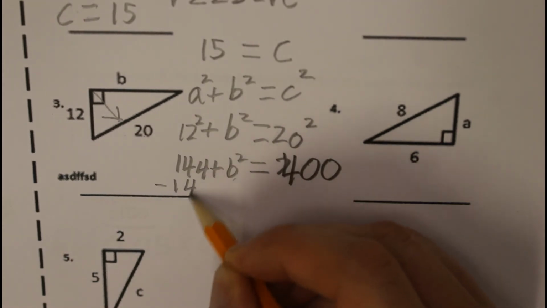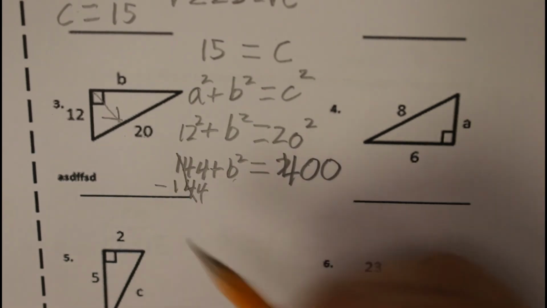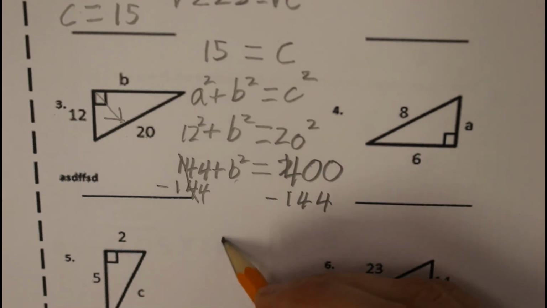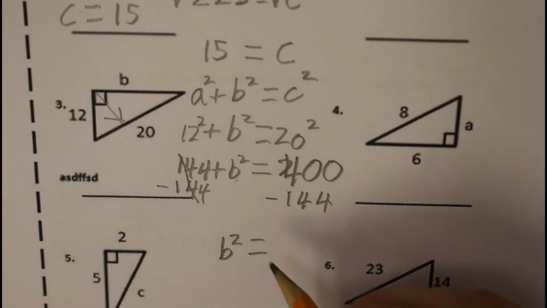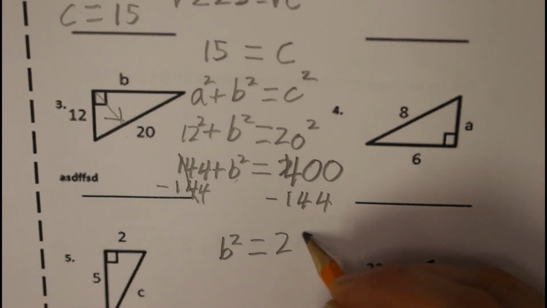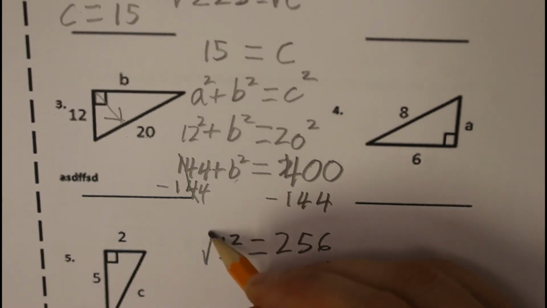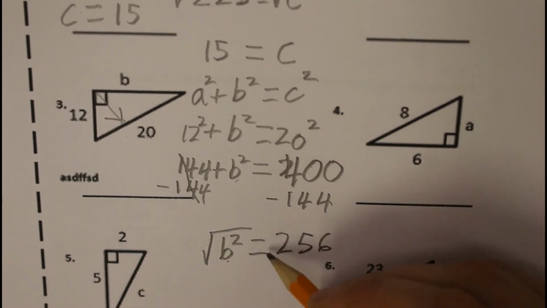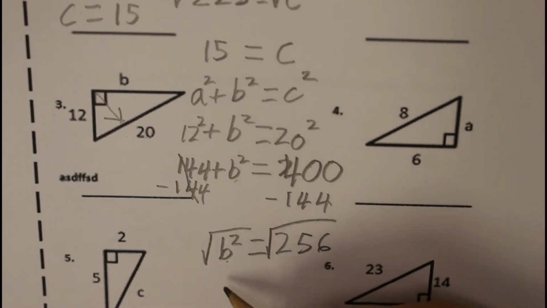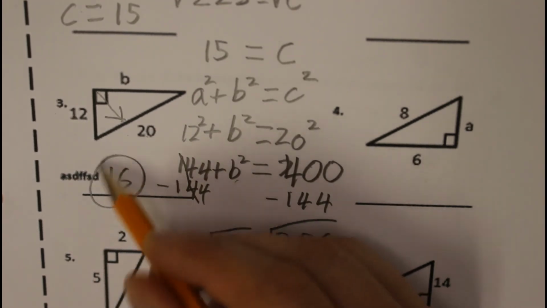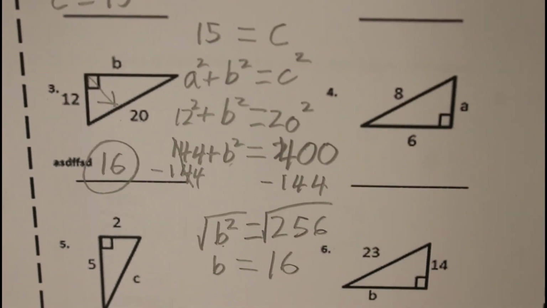So 144 will cancel each other out, b squared comes down. b squared equals 256. We want to turn this just into a normal b. We don't want that to be b squared, so find the square root. Whatever we do to the left, we do to the right. b becomes just normal. b equals 16. 16. There is your answer to everything in life.